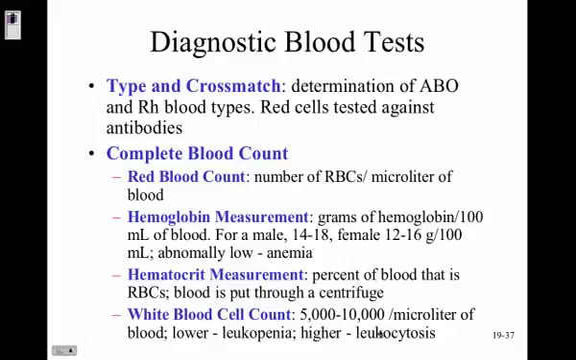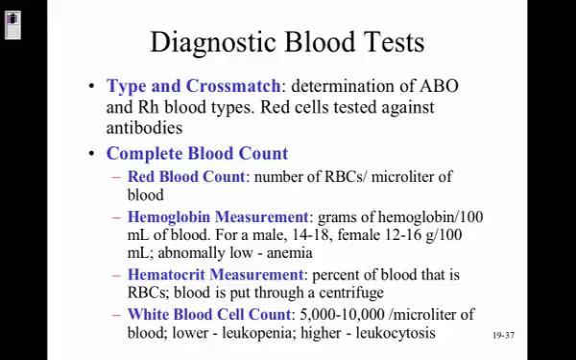Okay, so to diagnose what blood type you have, they use a type and cross-match test, and they have antibody serums and solutions. They just take a sample of your blood and test it with those serums to see whether or not it coagulates. So let's say when they add anti-A antibodies to your blood and it coagulates, what type of blood would you have? Right, it would be A.